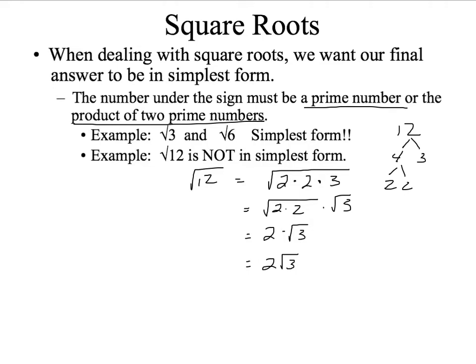Notice the only thing left under that square root is a prime number. And the number outside it is a rational number. They're both real numbers, okay? The number under the square root is an irrational number.